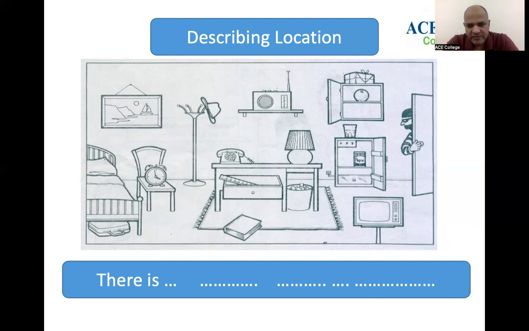Yes, there is a clock above the... No, we are calling that on. If there is something on something, on the table, on the chair, okay? On the chair, there is a clock on the chair. Okay.